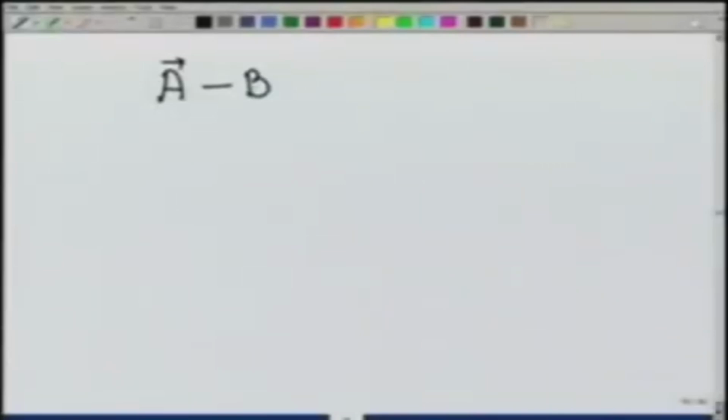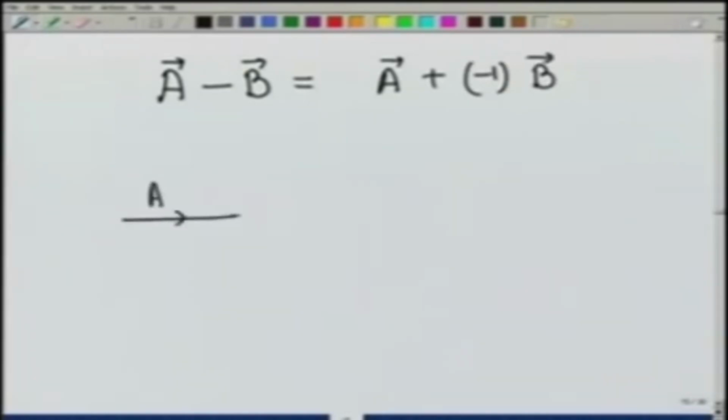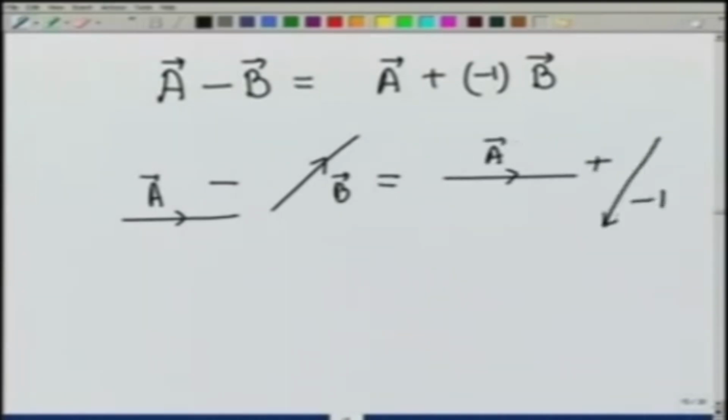So, how do we do subtraction of vectors? Suppose I have to subtract b from a. This would be the same as a plus minus 1 times b. So, we take vector a and I want to subtract b from it. This would be the same as taking a and adding minus b to it.